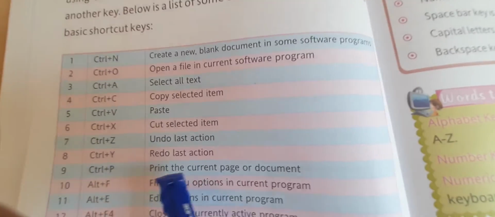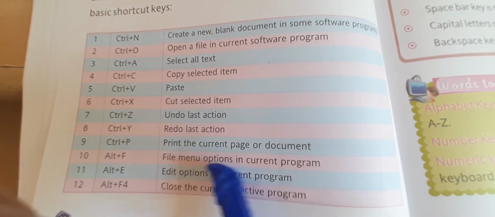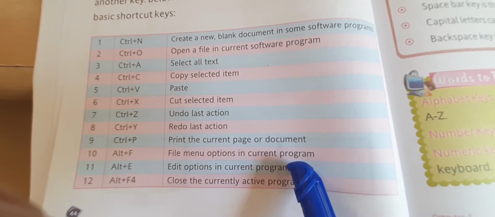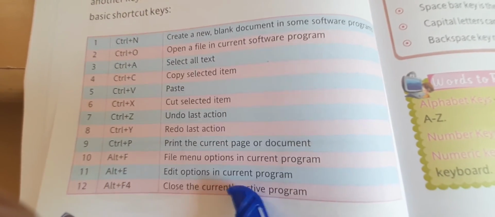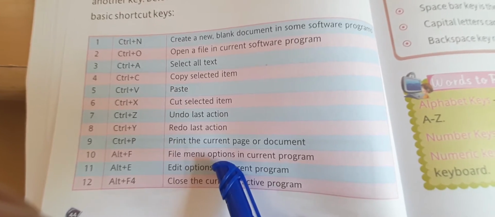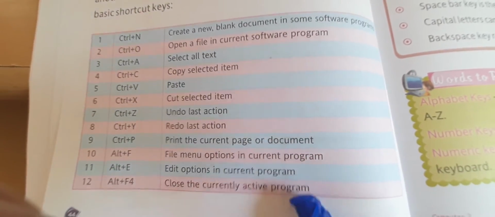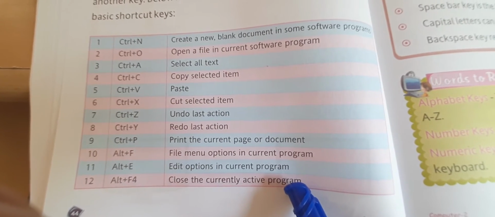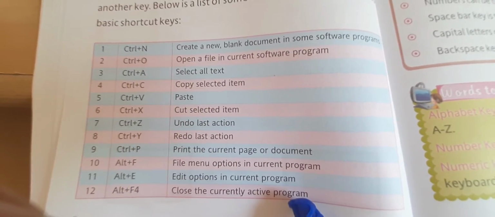Control plus P for printing the current page or document. Alt plus F, file menu options in the current program, means it will open that. Alt plus E, edit options in the current program, means various edit options it will provide. And Alt plus F4 will close the currently active program. Whichever program is active, Alt plus F4 will close that program.